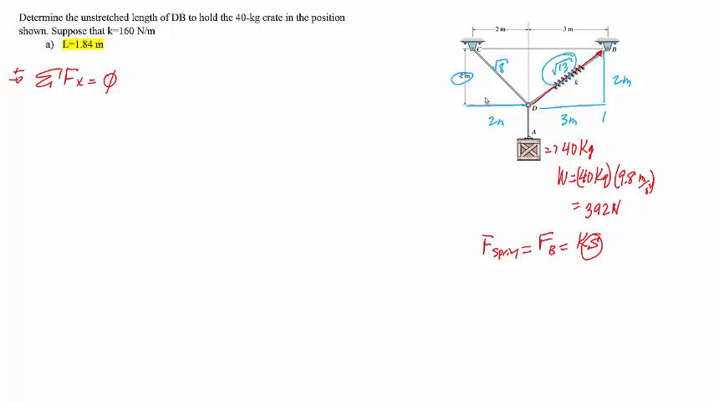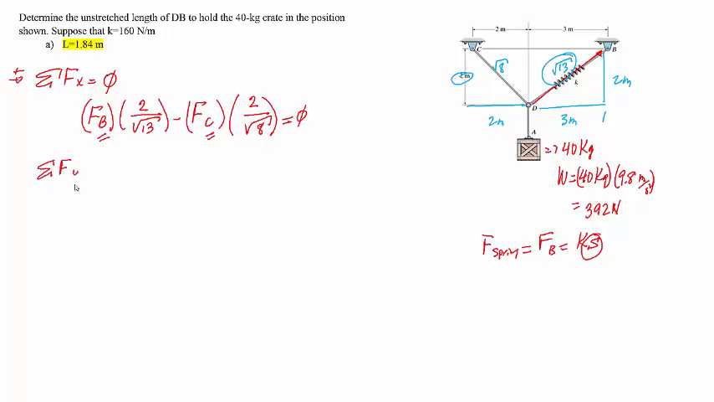So as I said, I'm going to use these values as slopes as well. So I have FB multiplied times 2 over square root of 13 minus FC, and then I have 2 divided by the square root of 8 equals 0. So I have these 2 unknowns, so I need 2 equations, and I'm going to do sum of the forces in Y equals 0.